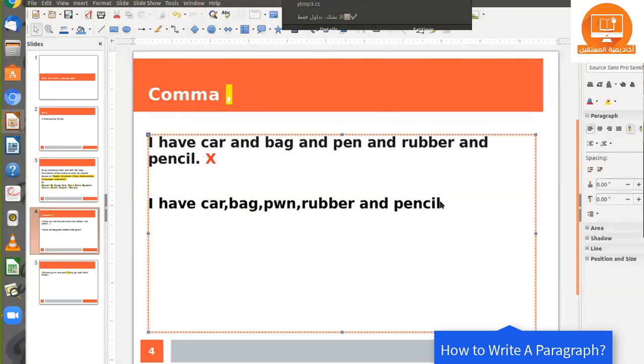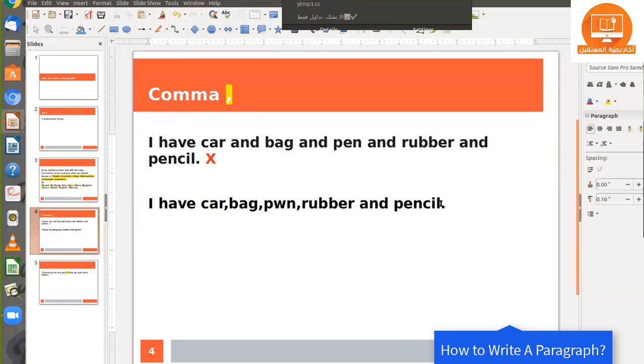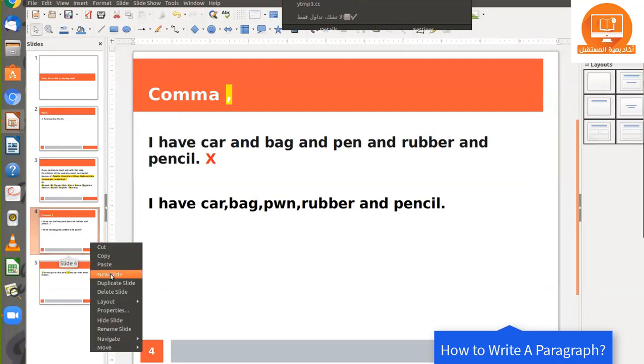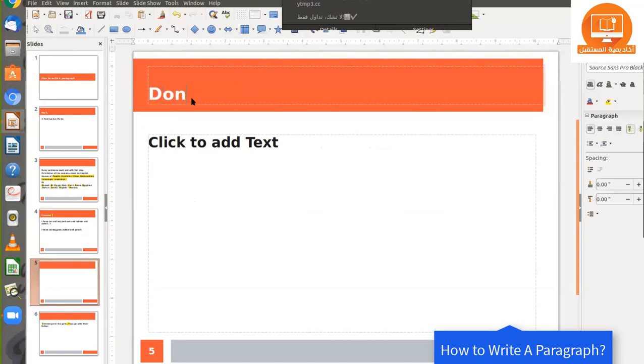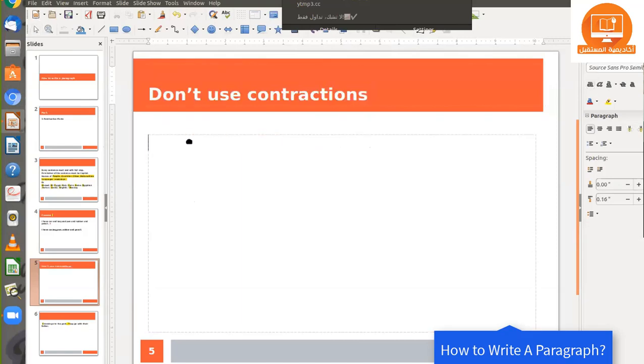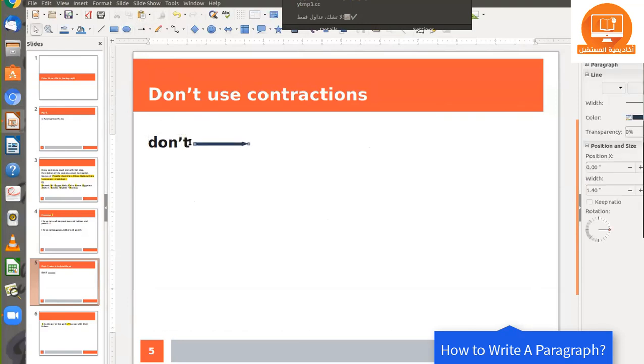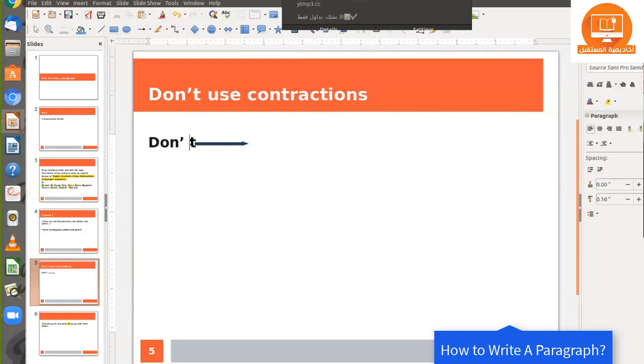Another mistake I want you to care about. Please, don't use contractions. What do we mean? It means if you want to write "don't", don't write it like this. You write it like this: do not. I always write it like this.